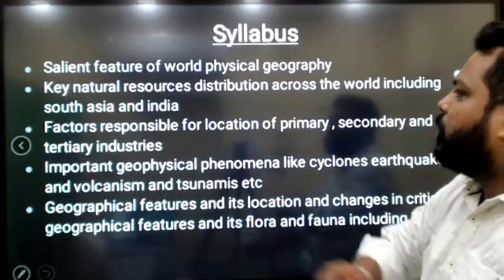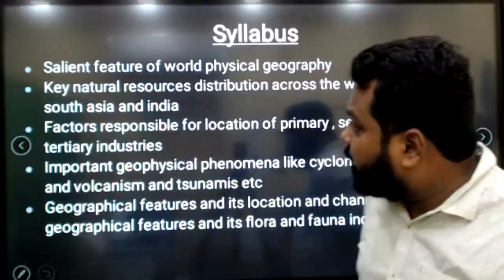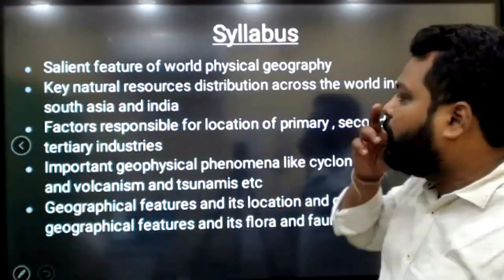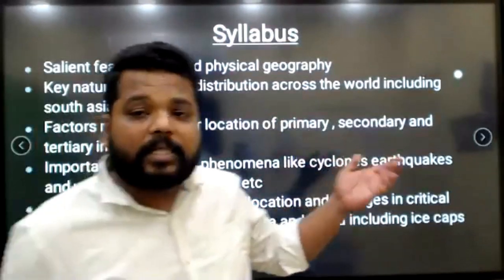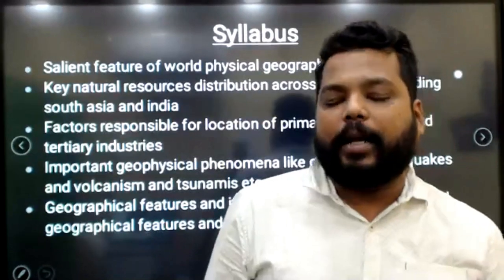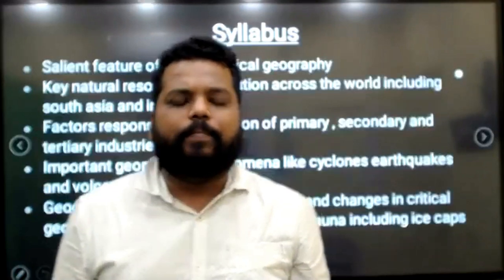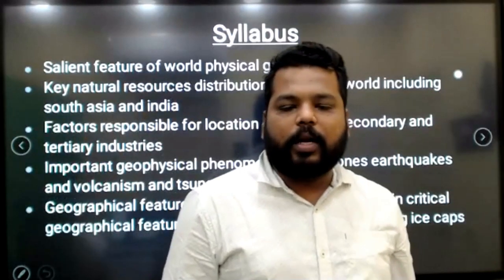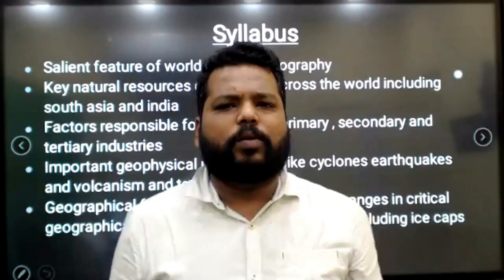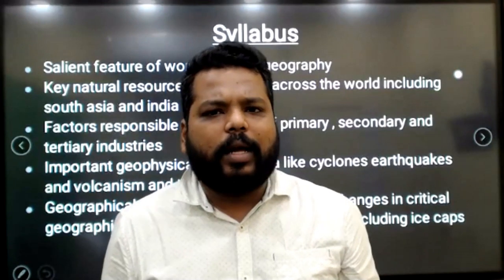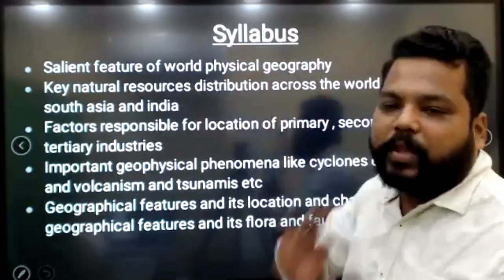So apart from that, coming to the second line of the syllabus. The second line of the syllabus says key natural resources distribution across the world, including South Asia and India, but it is not including, it is giving special emphasis to South Asia and India. So we will try to understand about different mineral resources, different energy resources distribution, and various other resources distribution across the world. Like water is a resource, soil is a resource. Clear? Everything we will try to understand, but by giving special emphasis to India.